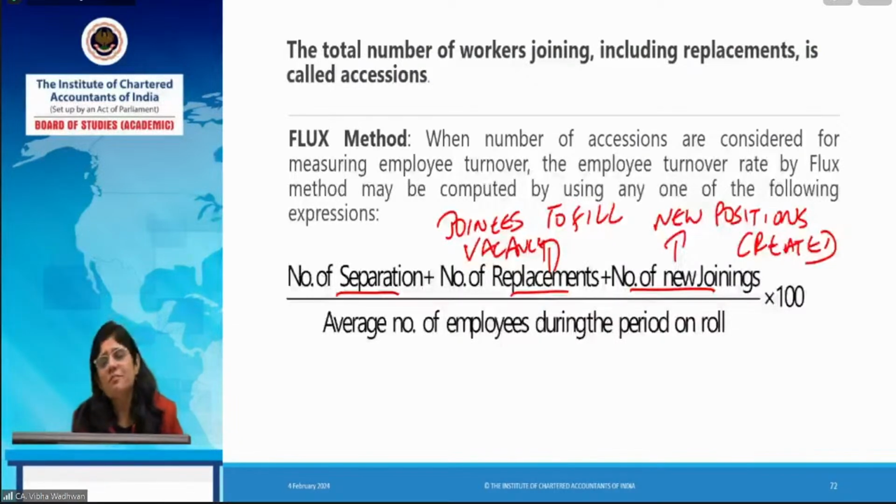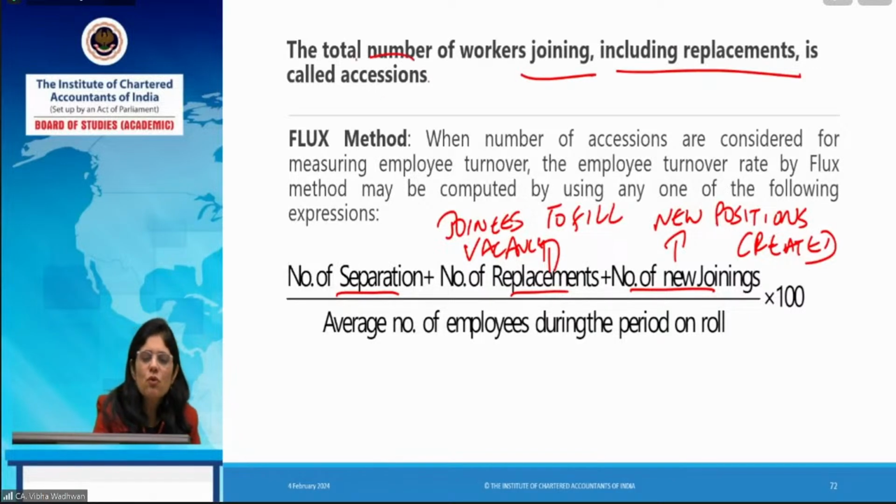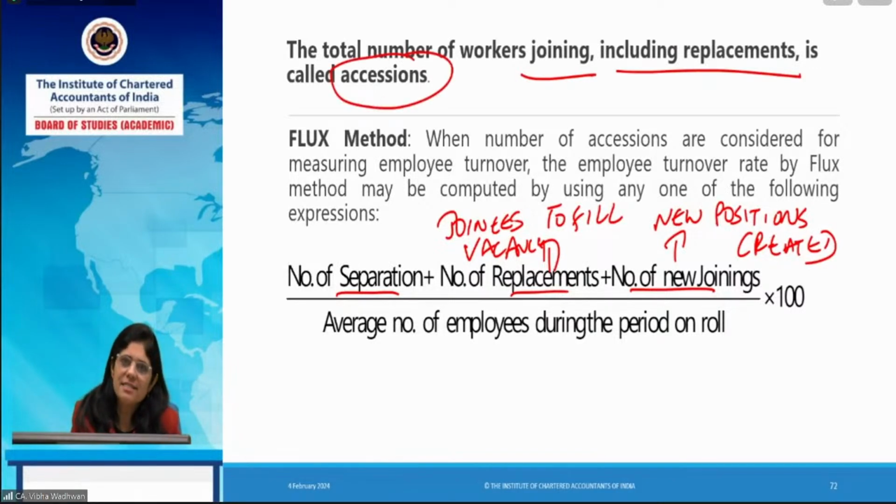existing position को fill करना replacement है, और new position create करना, उसके लिए आप expansion कर रहे हो, आपको 2 managers चाहिए, पहले एक manager था और एक ने छोड़ दिया, दूसरा manager आया, वो replacement है। आपको एक और manager चाहिए, तो आप 2 managers हैं, तो जो दूसरा manager आ रहा है, that is a new joining accession. So the workers joining including replacements, total new joinees are called as accessions.